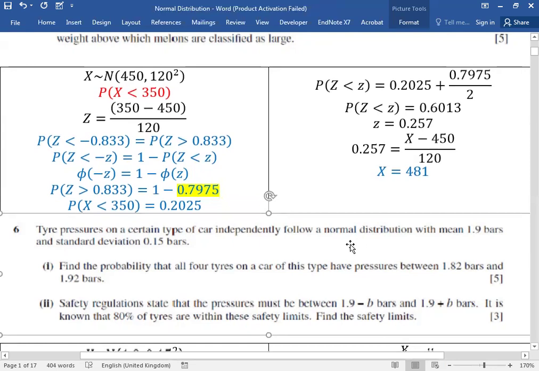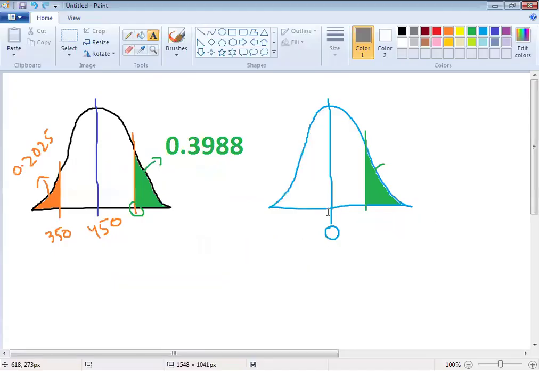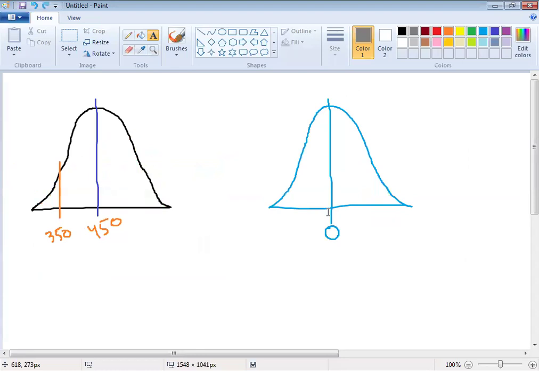Tire pressures on a certain car independently follow a normal distribution with mean and standard deviation 0.15 bars. How many tire pressures are being talked about here? This will give me the tire pressure for one single tire. Is that right?